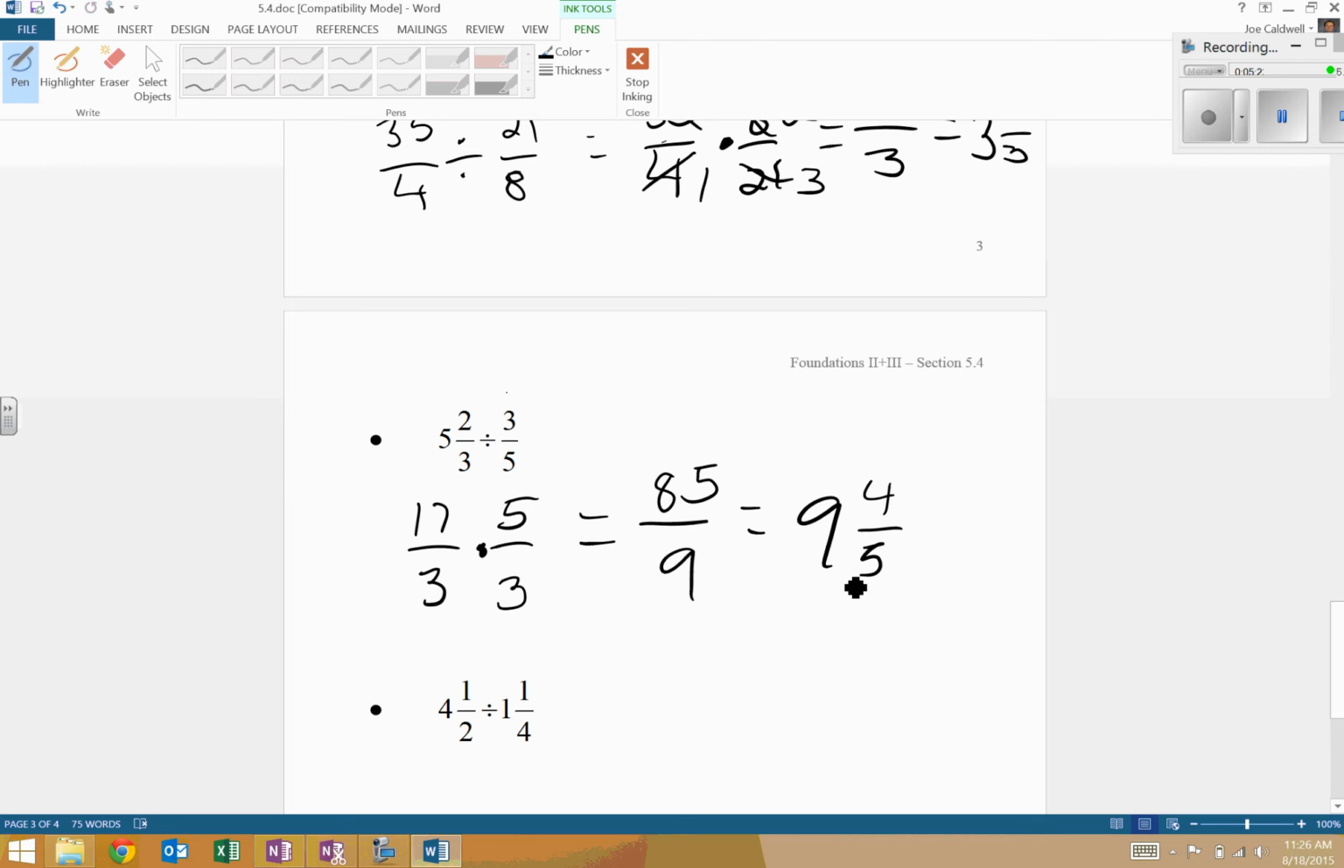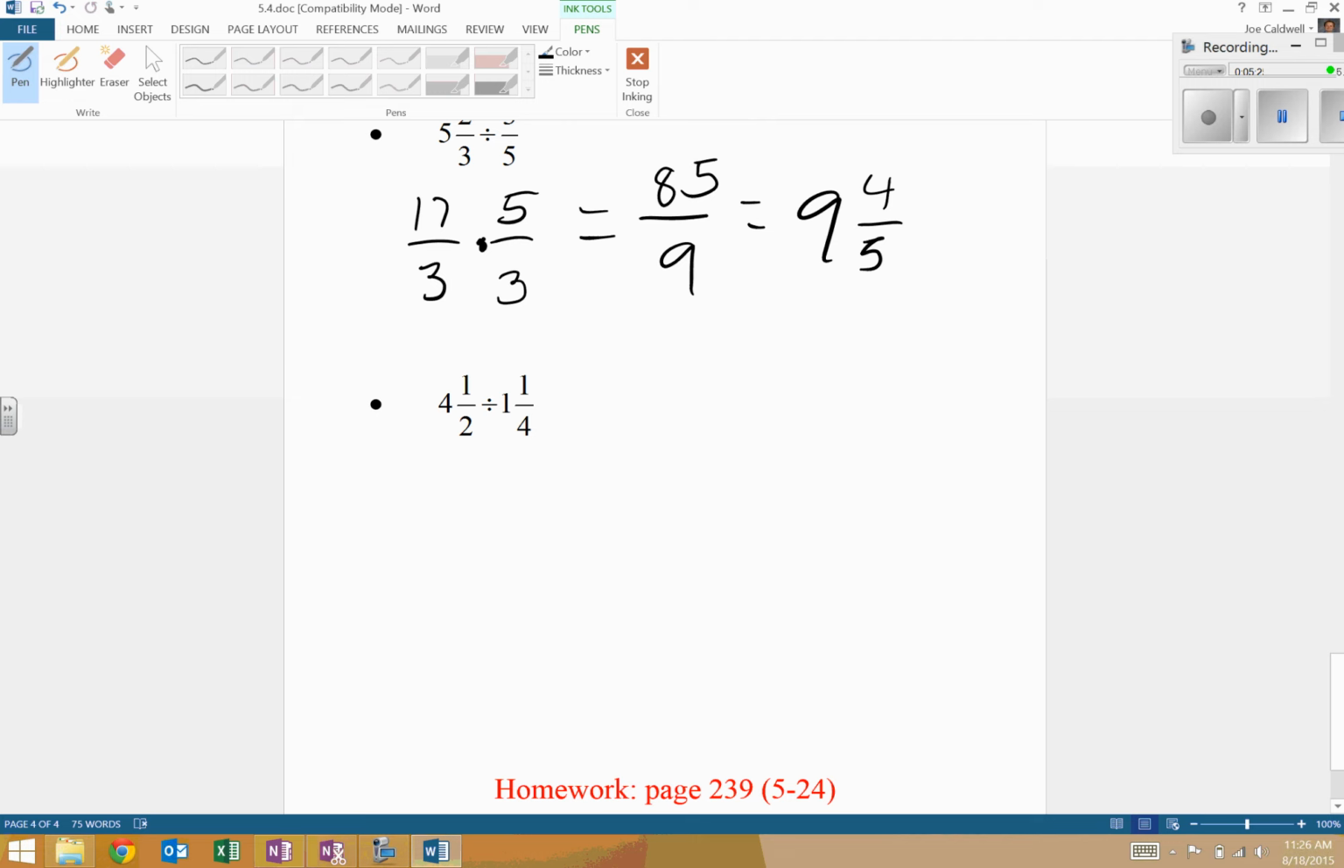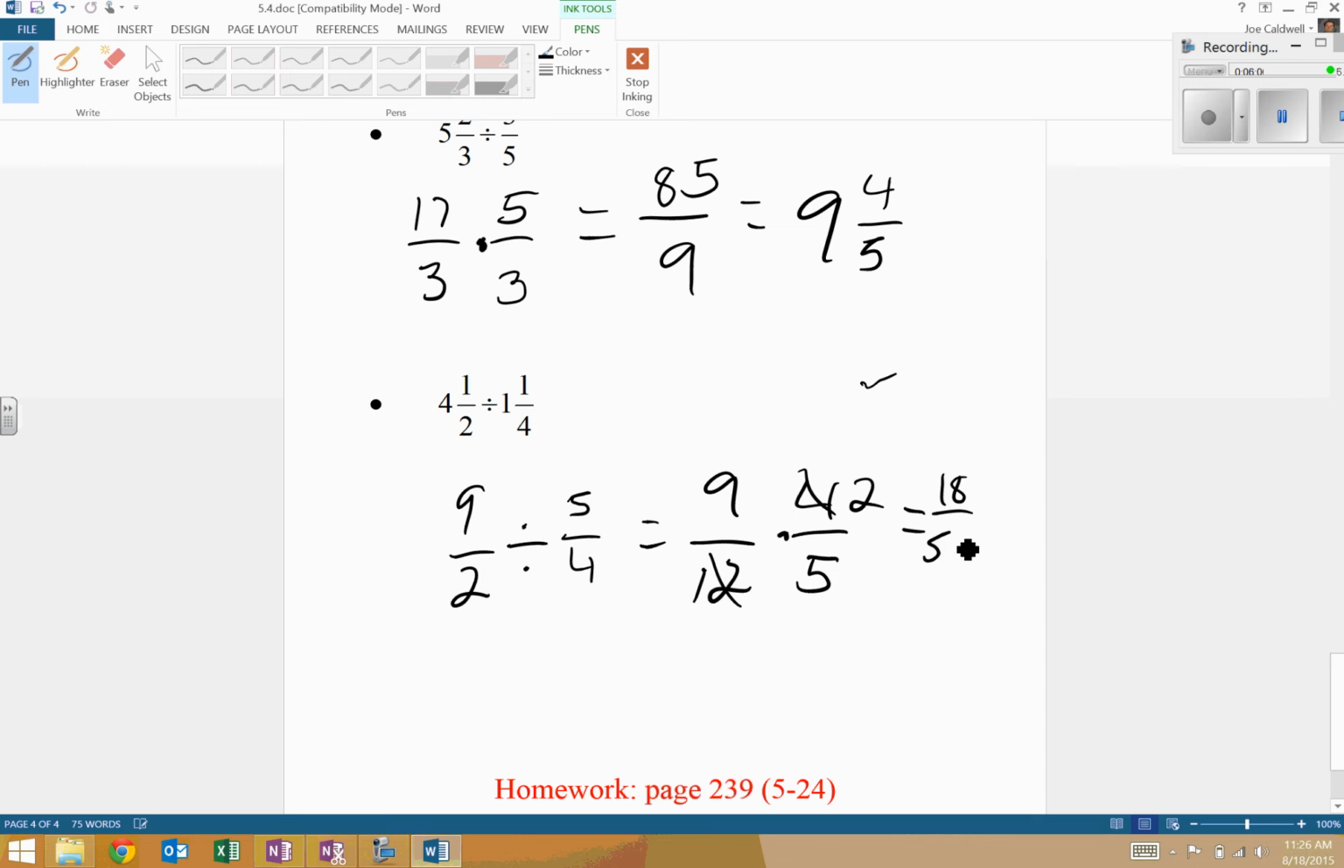Okay, we'll do one more here. Change to improper, both of them, flip them around, change to multiply. 4 times 2. I'm going to leave that division sign in there. Now I will switch. And I can do a little bit of reducing ahead of time. 2 goes into 2 once, 2 goes into 4 twice, and we have 18 fifths, which is 3 3/5. All right.